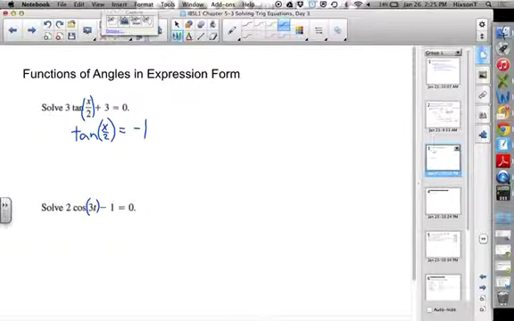We're going to solve x over 2 by using inverse tangent. Alright, use inverse tangent at this point. Where do we have tangent equal to a negative 1? Second and fourth quadrant. Pi over 4, second and fourth, so 3 pi over 4 and 7 pi over 4. There we go, good. Now, is that x? No, that's x over 2.